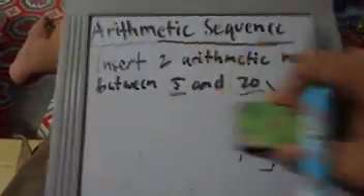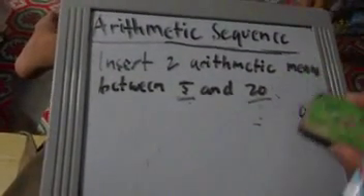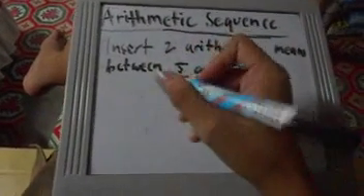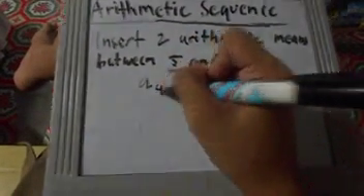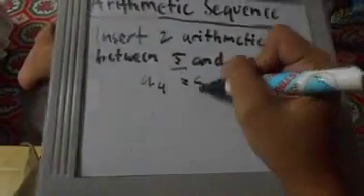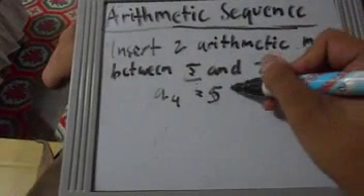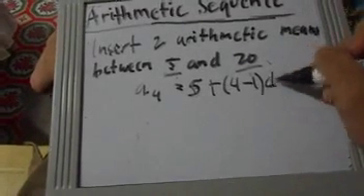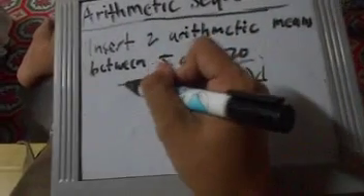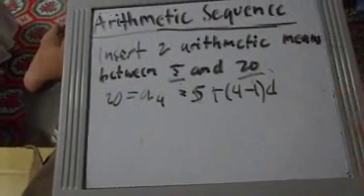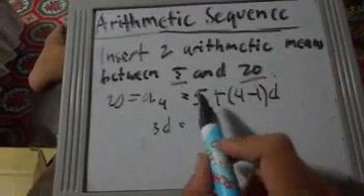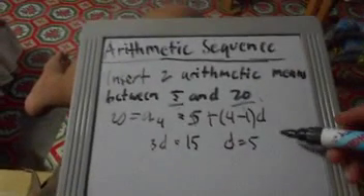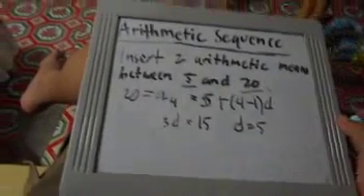Now, since we know the important information about them, let's find the common difference using the formula. a sub 4 equals a sub 1, which is 5, plus 4 minus 1 times d. Our a sub 4 equals 20. Of course, let's just simplify this. 3d equals 20 minus 5, which is 15. d will become 5.